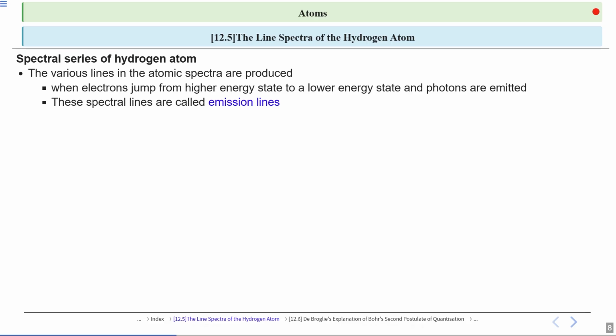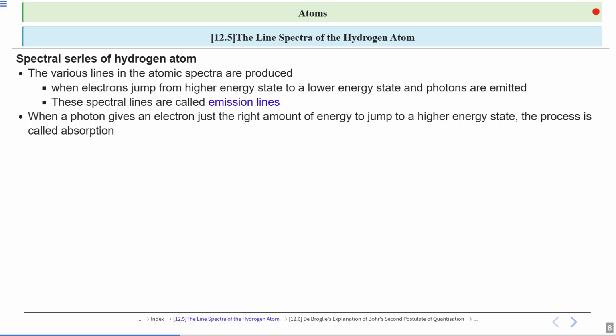These lines are called emission lines. The term emission means the atom is giving off energy as light. Each emission line corresponds to a specific energy difference between two electron levels. So the pattern of lines acts like a fingerprint for each element.